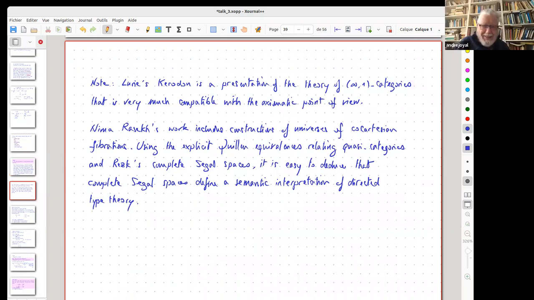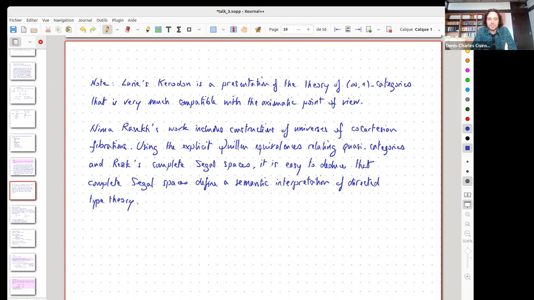Another comment is that the theorem is about quasi-categories, but if you like complete Segal spaces, there is a thesis of Nasaresk who also constructed the universe of left fibrations or Cartesian fibrations in the context of complete Segal spaces. And then it's not very difficult to deduce from the case of quasi-categories, together with Nasaresk's construction, that all the axioms we discussed today actually hold true literally for complete Segal spaces, and therefore that they also form a semantic interpretation. So that would be a comment on that.